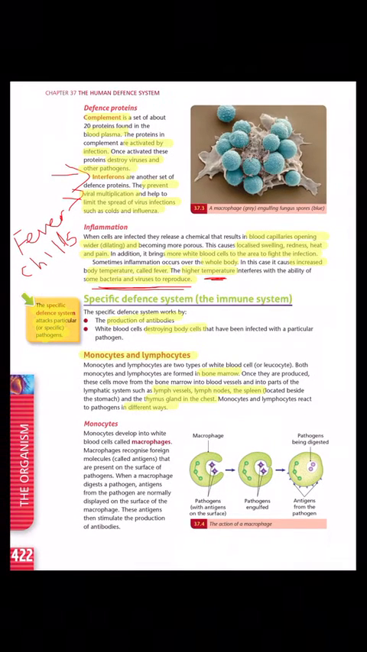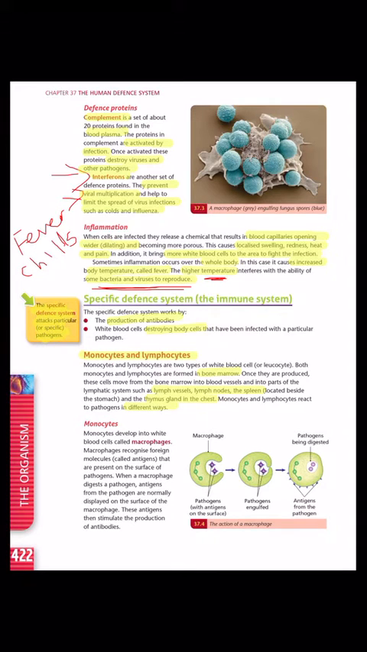So monocytes develop into white blood cells called macrophages, and macrophages recognize foreign molecules that are present on the surface of pathogens. So when a macrophage digests a pathogen, antigens from the pathogen are normally displayed on the surface of the macrophage. And these antigens then stimulate the production of antibodies.